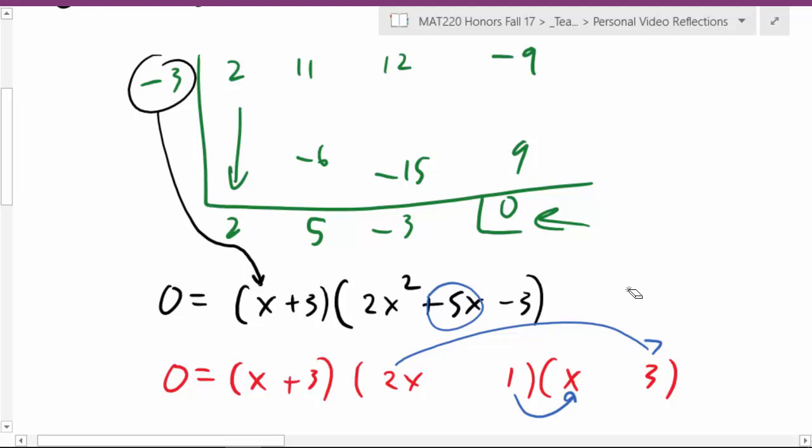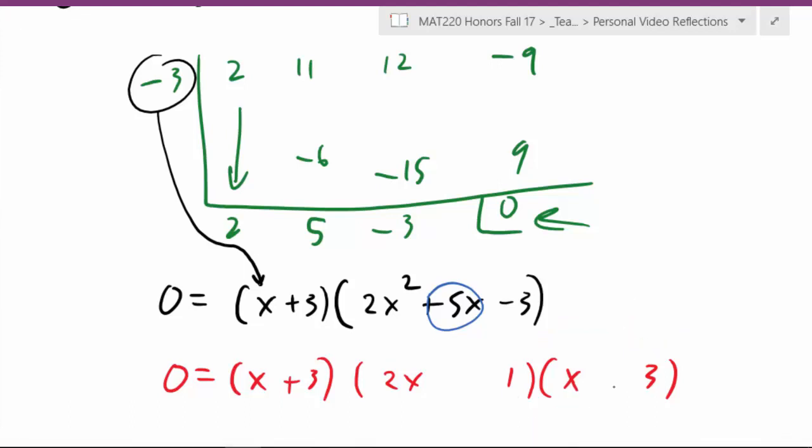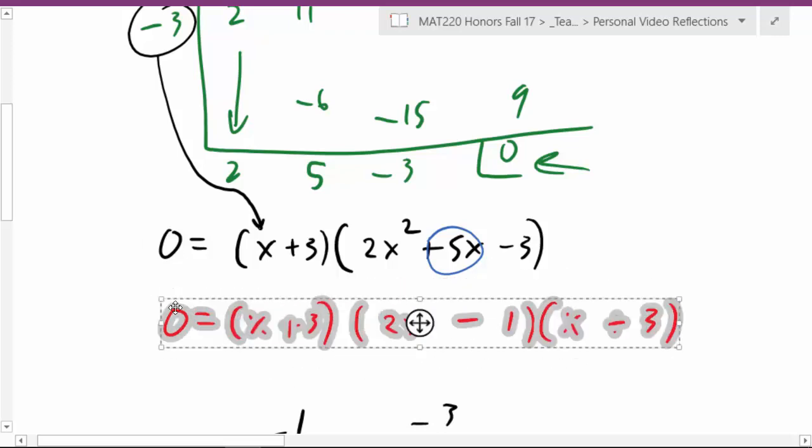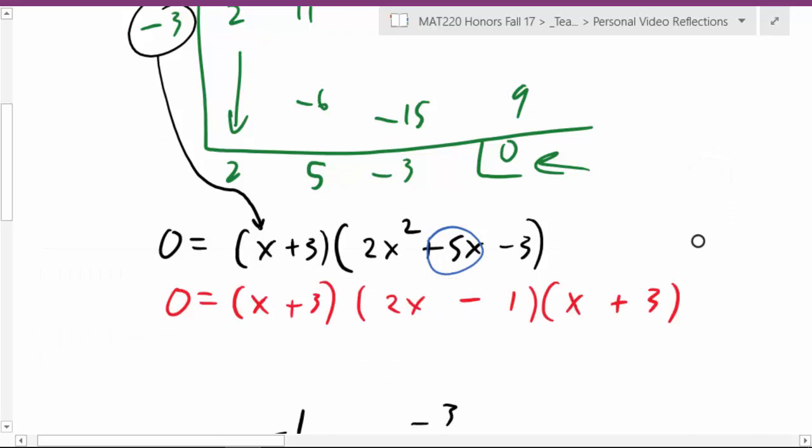So what that says to me, I think we got this, is I'm going to do a, whoops, let me use red, +3 and a -1 there. Because 2x times 3 makes +6x, -1 times x makes a -1x. Those would add together to make 5x. So we are perfect. So therefore, I look like I am factored. So now, what are my solutions?